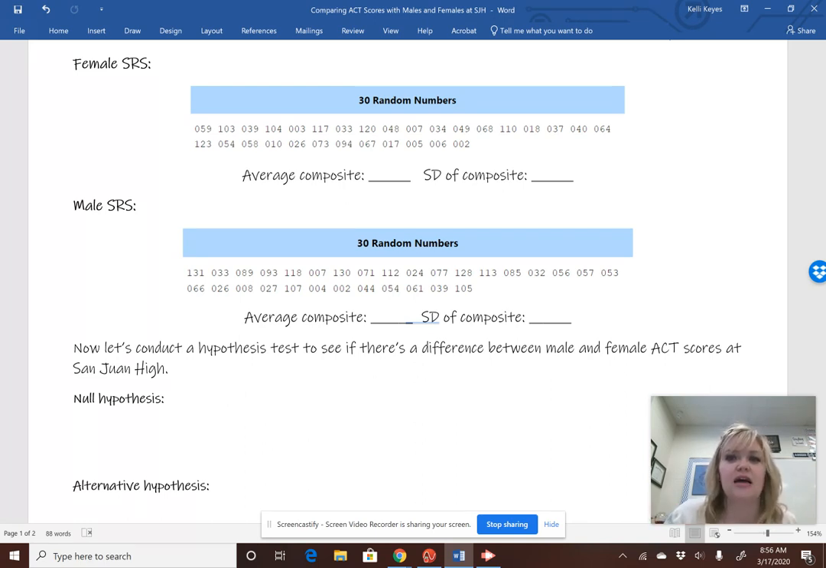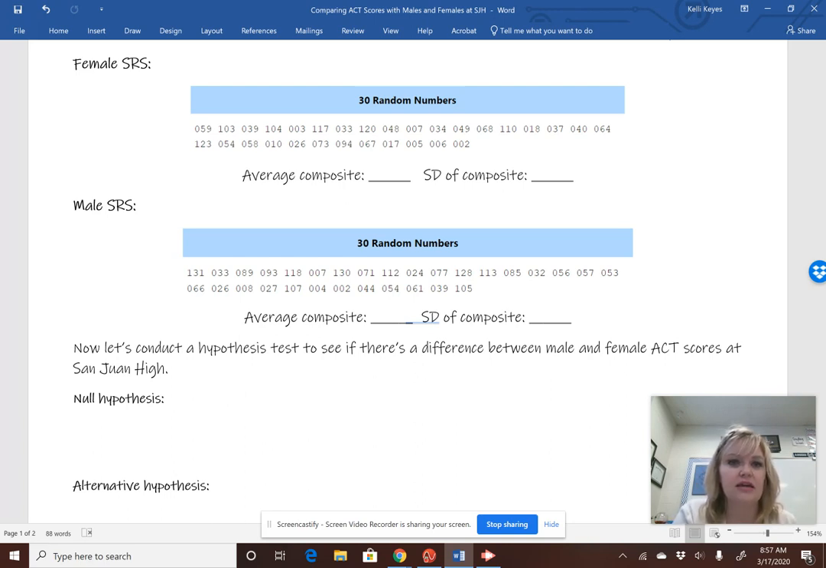So what I did is I got 30 random numbers for females and 30 random numbers for males, because we are going to look at, is there a difference between male and female ACT scores at San Juan High for the past 3 years? Or is there not a difference? Are they pretty close to being the same? So before we get to the null and alternative hypothesis, I got my 30 random numbers, which will be provided on the quiz, but then you will have to get your data from those random numbers.